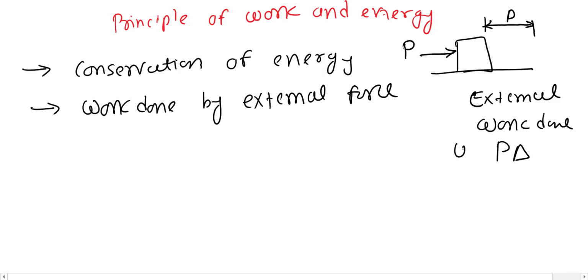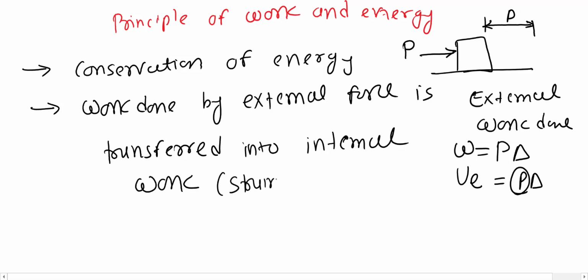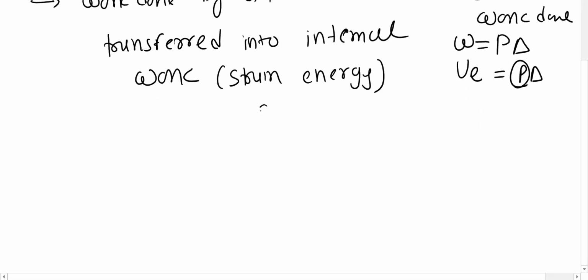So external work done in this case is P times delta. Let's say W is external work done, or we can say that external work done UE is P delta, load times how much distance it is moving. So work done by this is transferred into internal work. So external work is transferred into internal work, and that internal work is strain energy, right? We took strain energy before, and that is stored, and that is UI.